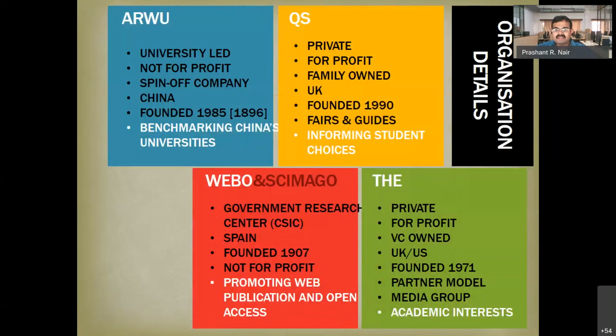Yeah, so I'm not going to spend much time. There are many international rankings. Generally, the two international rankings that have become very popular in India are Times Higher Education and QS, Quacquarelli Symonds. They are not university rankings. They are not run by any university. They are run by private organizations.